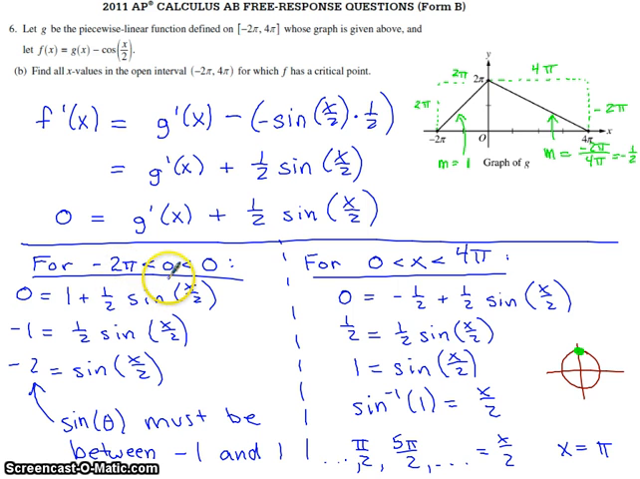So to the left of 0, the value of g prime is 1. So I put that in place of g prime. To the right of 0, the value of g prime is negative 1/2. I put that in place of g prime. I just had to keep my two halves separate from each other because g prime isn't equal to 1 or equal to negative 1/2 on the entire interval.